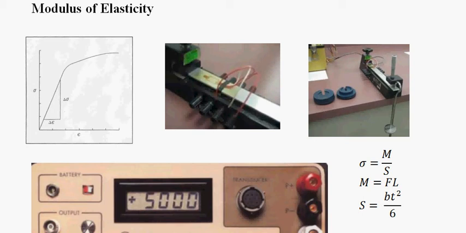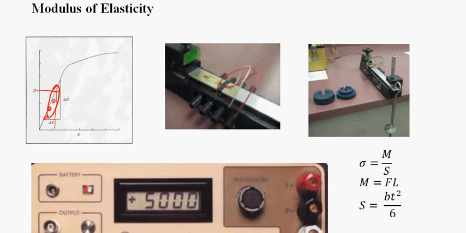This instruction is on the modulus of elasticity experiment. The modulus of elasticity is the slope of the linear region of a stress-strain curve. That means that we need a way to get the amount of stress and a corresponding amount of strain in increments on the material that we're testing.